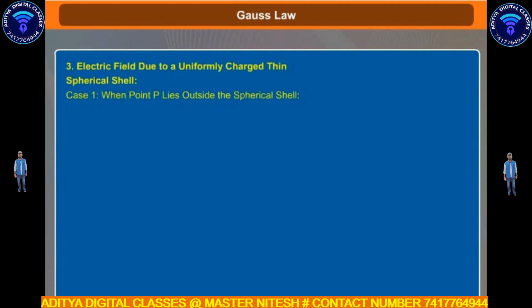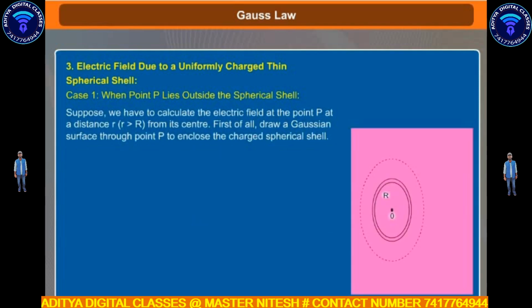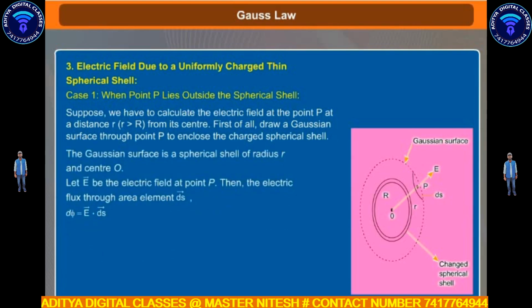Third, electric field due to a uniformly charged thin spherical shell. Case 1. When point P lies outside the spherical shell. Suppose we have to calculate the electric field at the point P at a distance r, where r is greater than R, from its center. First of all, draw a Gaussian surface through point P to enclose the charged spherical shell. The Gaussian surface is a spherical shell of radius r and center O. Let E be the electric field at point P.